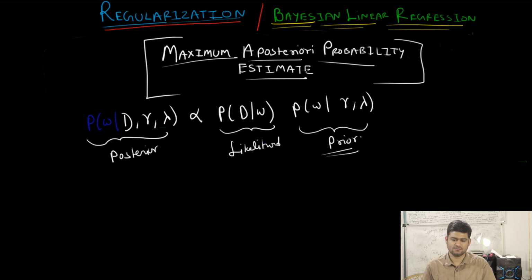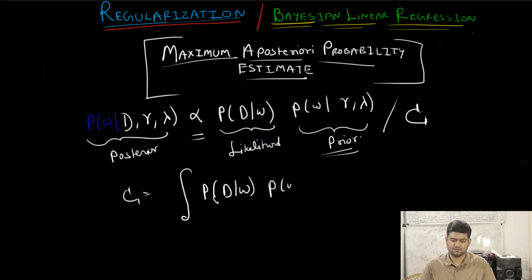Now we can divide by the normalization term, which we assume is some constant C. Then this proportionality becomes an equal sign. The normalization term C is simply equal to the integral over all W of P of the data given W times P of W given gamma and lambda dW. Right.